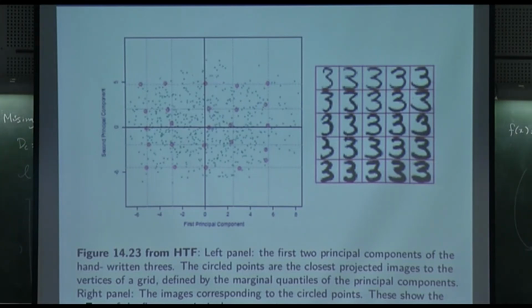Everything else turns out to be lower levels. The left panel, which is the panel that I didn't show you, is the first two principal components of the handwritten threes. The circled points are the closest projected images to the vertices of the grid defined by marginal quantiles. The right panel is the images corresponding to the circled points. These show the nature of the first two components. So this one is thin to fat, that one is short bottom to long bottom.